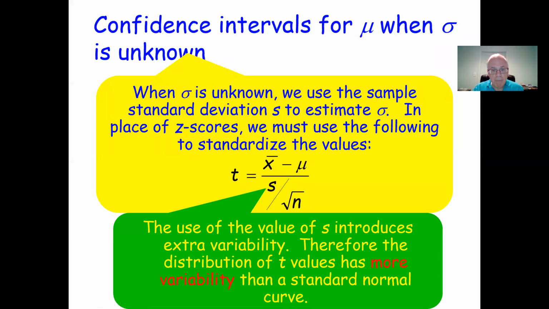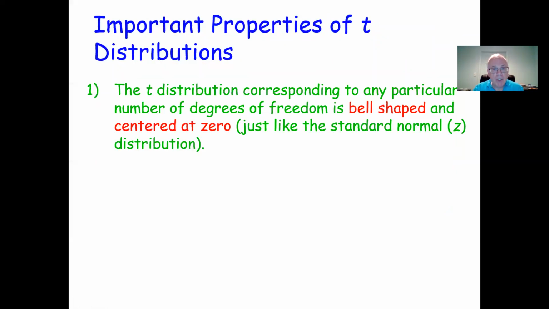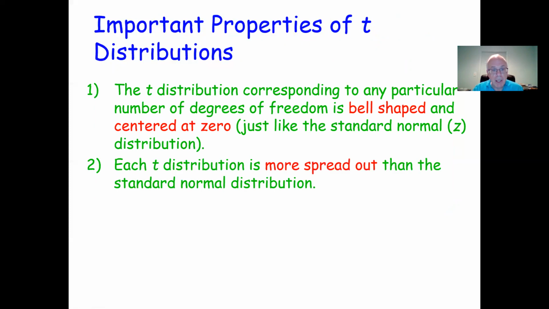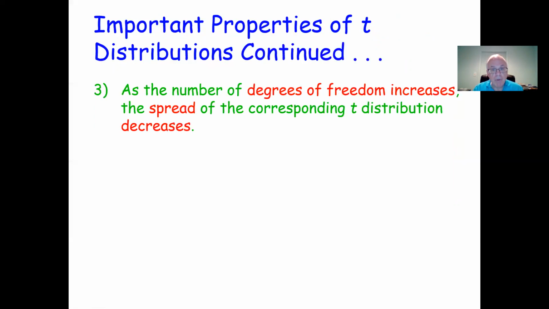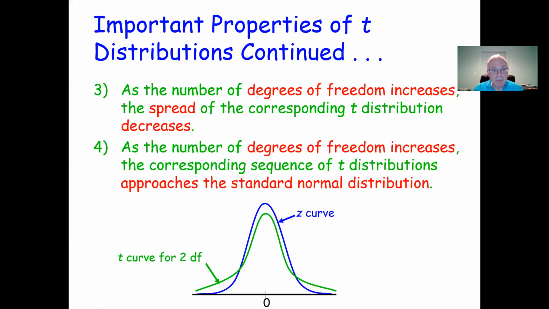Now, what are the important properties of the t-distribution? It's bell-shaped and centered at 0. We had discussed this earlier. It looks like the standard normal. Each t-distribution is more spread out than the standard normal. As the number of degrees of freedom increases, the spread of the corresponding t-distribution decreases. And here's the big takeaway. When the sample size gets large enough and the degrees of freedom gets large enough, eventually the t-distribution looks very much like the standard normal.